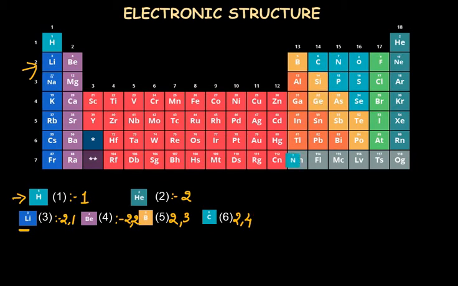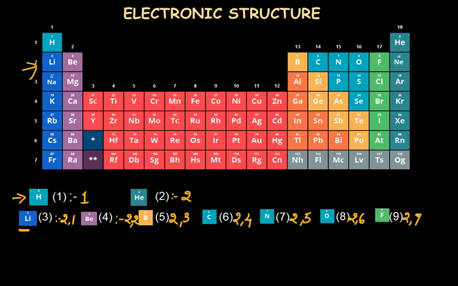And here goes nitrogen. How many electrons does nitrogen have? It has 7 electrons. So of 7 electrons, 2 go in the first shell and 5 go in the next shell. Now comes oxygen. Oxygen has 8 electrons in its atom, so 2 electrons in the first shell and 6 electrons in the next shell. Next comes fluorine. Fluorine has 9 electrons, so 2 go in the first shell and 7 go in the next shell.